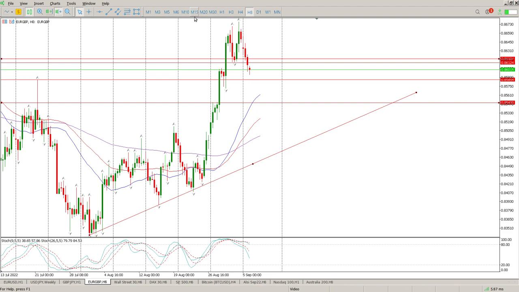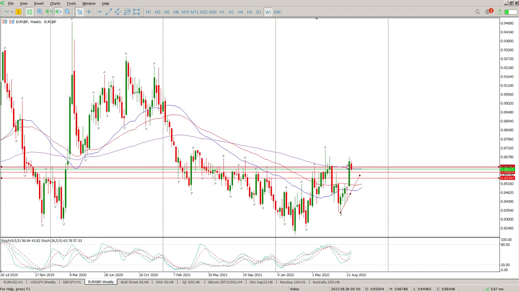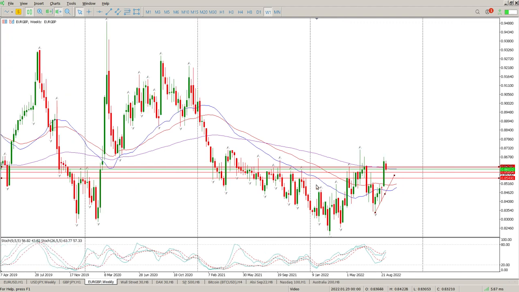This is definitely looking like some sort of a top. And you can see on the weekly we're on the 155 EMA here, and you can see, look to the left, lots of chaos here. So that makes the most sense at the moment.